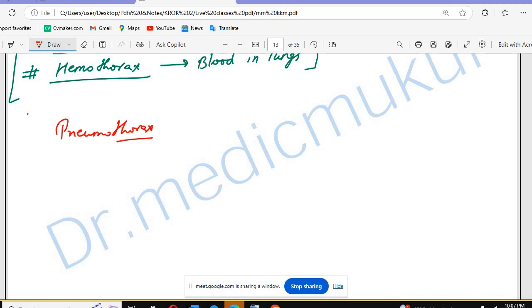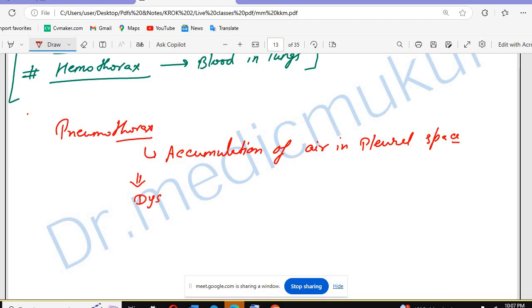Pneumothorax. If you say accumulation of air, this is not air in the lungs, but accumulation of air in the pleural space. Accumulation of air in the pleural space is known as pneumothorax. Okay, what will be there? If there is air in the pleural space, what will happen? There will be dyspnea, abnormal breathing. Along with that, uneven chest expansion will be there.